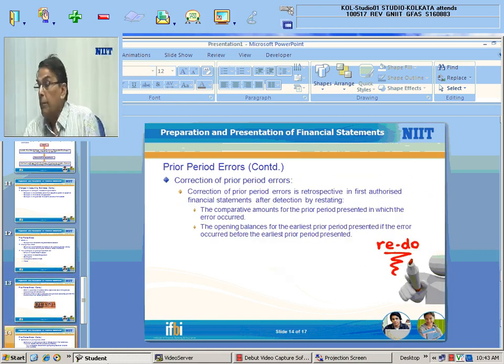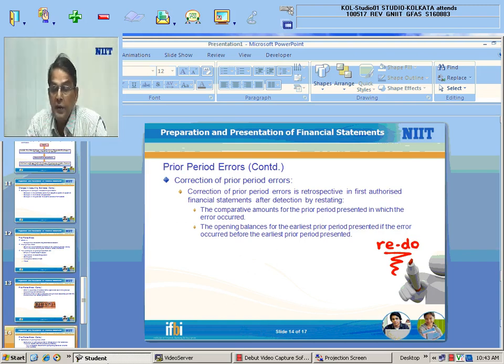Now, how should prior period errors be corrected, if discovered? Correction of prior period errors is retrospective, just like changes in accounting policies. We will apply it retrospectively to rework the profit figures of the earlier years. Similarly, correction of prior period errors is retrospective in the first authorized financial statement after detection.